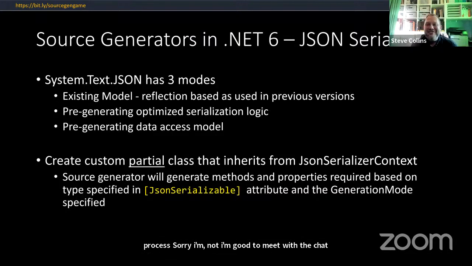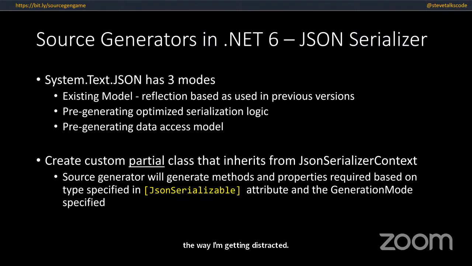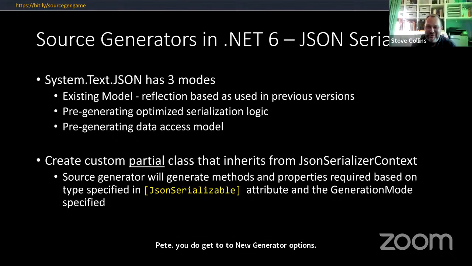You do get two new generator options, though. One generates code that optimizes the serialization process, and the other optimizes the deserialization process. In most cases, you can use both of these together, but there are some situations, such as async serialization, where you can't use the generated serialization.